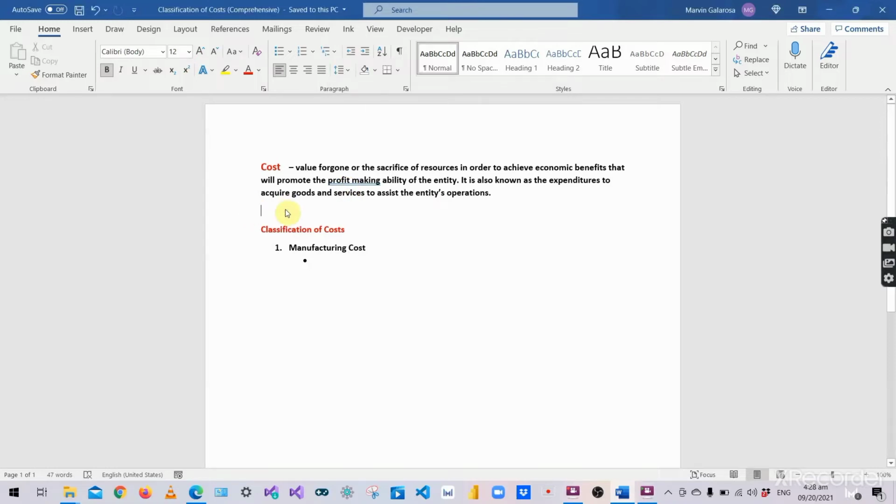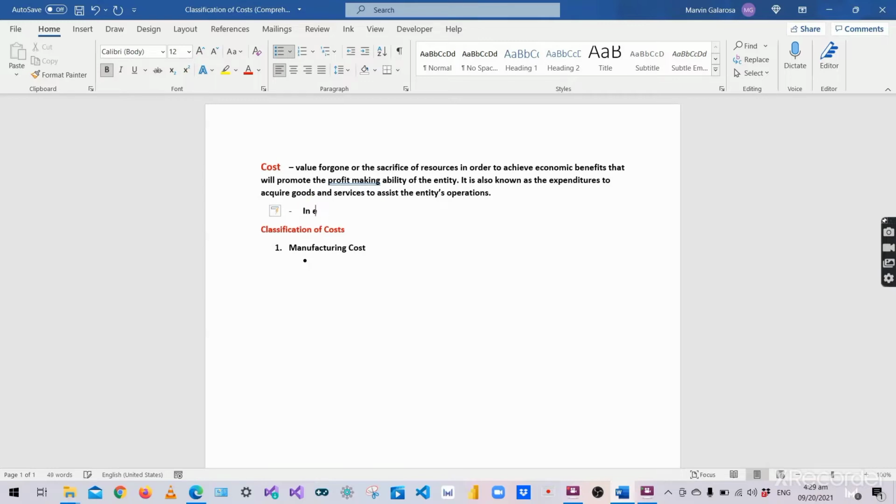Para mas ma-retain sa inyo yung definition ng cost, let us explain it further. Ano ba yung tinutukoy natin na value foregone and economic benefits? Once na kayo ay nagtatrabaho na or kung may sarili kayo na business, in every business transaction that you will encounter, there will always be value that you receive and value that you part with.